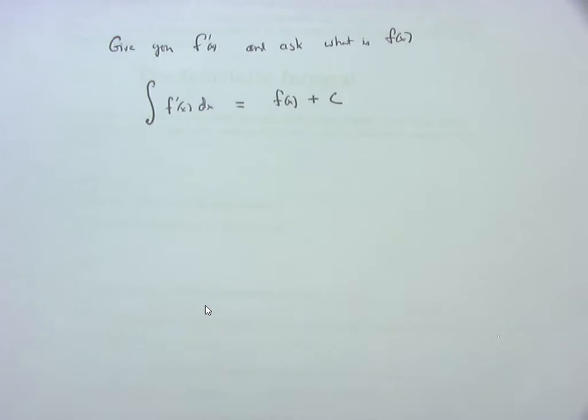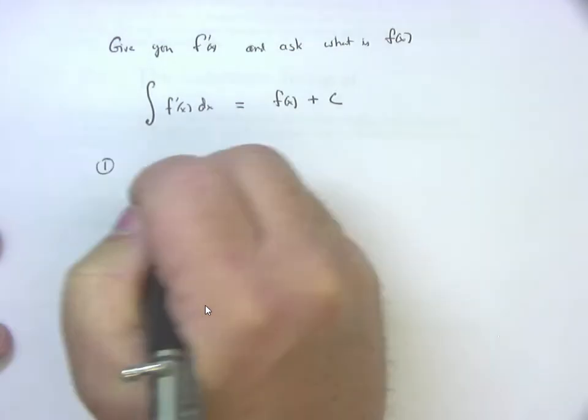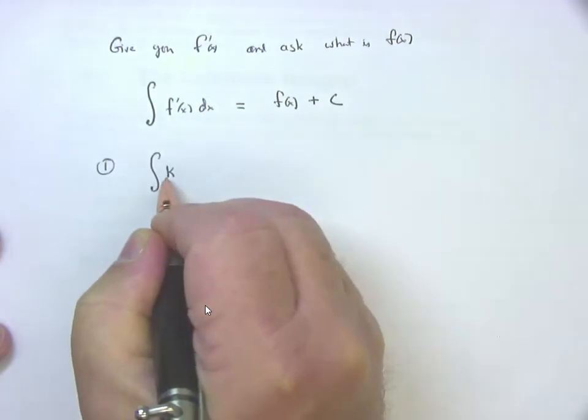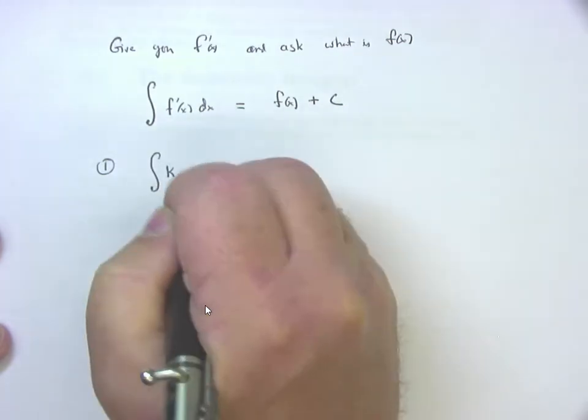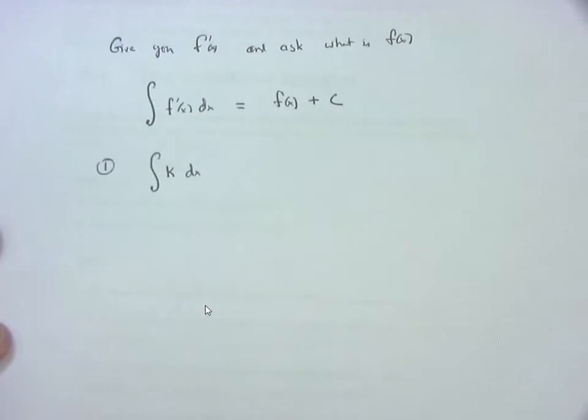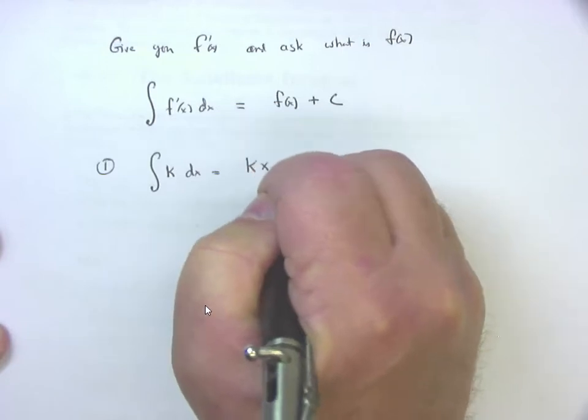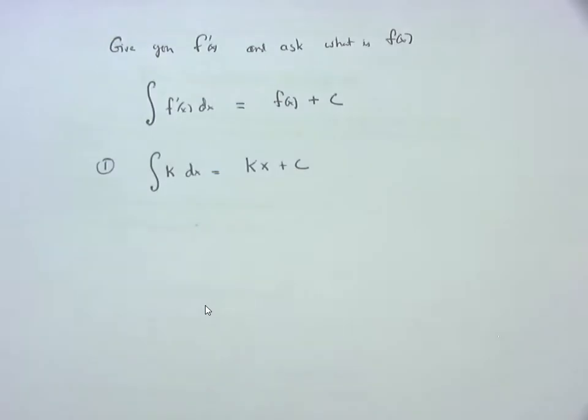And here they are. Number one, when I integrate a constant, that's the integral or antiderivative of a constant, dx. That little dx stands for with respect to x, so you know what the variable is. It's going to be equal to a constant times x plus c. An example of that would be the integral of 5 with respect to x. The integral of 5 dx is going to be 5x plus c.